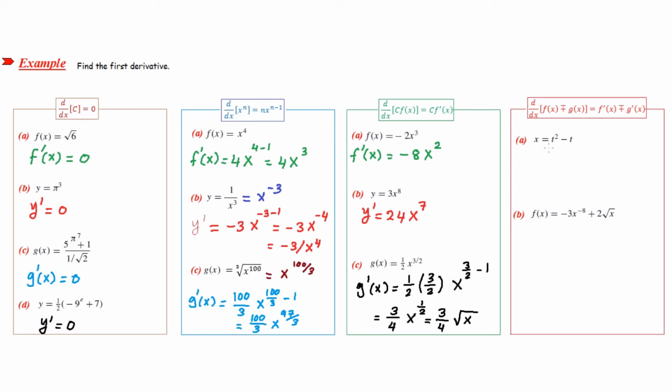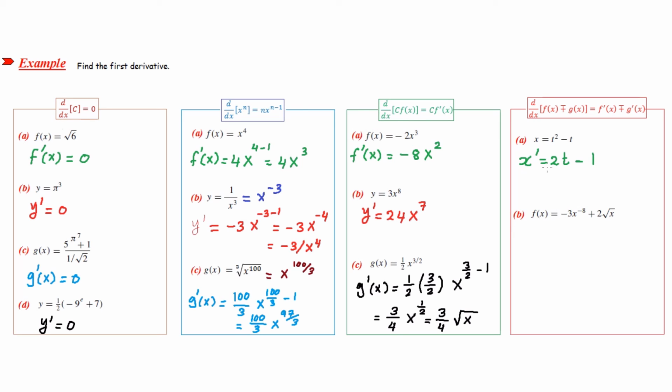Here we have x equals t squared minus t. We have a function subtracted from another function. So you have to find the derivative of each function apart and put a negative sign between them. So if you want to find the derivative of the first function, it will be x prime equals the derivative of t squared, equals 2t to the power 1, minus the derivative of t, equals 1. And this is the final answer.